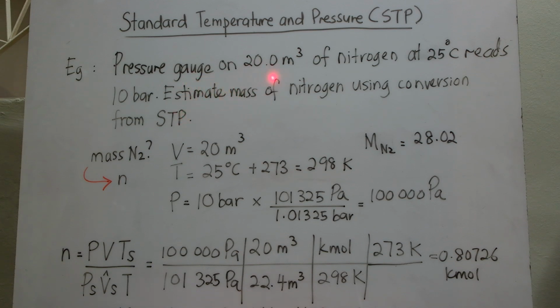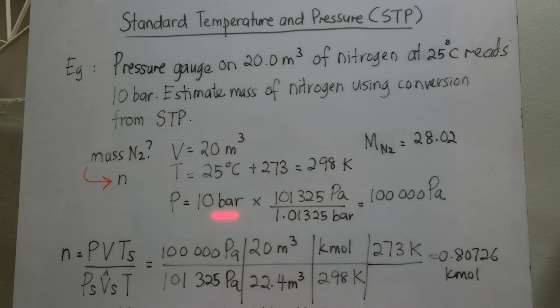From PV equals nRT, we do not have mass directly. We cannot determine mass directly, but we can find mass by knowing what n is from PV equals nRT. So to find the mass of this nitrogen, we need to find n, because after we get n, the number of moles, we multiply it by the molecular weight of nitrogen, and then we get mass.